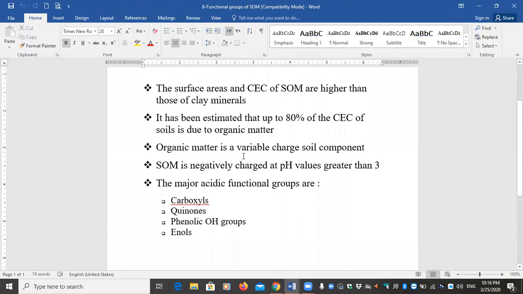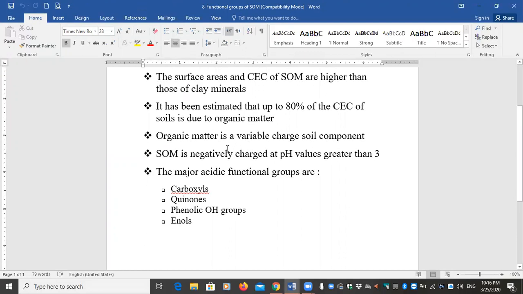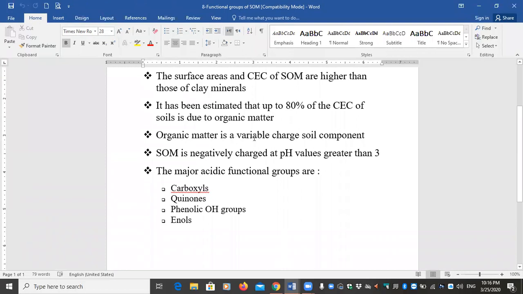Organic matter is a variable charge soil component. Remember when we talked in the last lecture, we talked about pH dependent charges or variable charges, and we said that humus is mostly variable charge or pH dependent charge. So now we're repeating the same thing. Organic matter is a variable charge soil component. Its charge depends on the pH of the soil. Soil organic matter is negatively charged at pH values greater than 3.